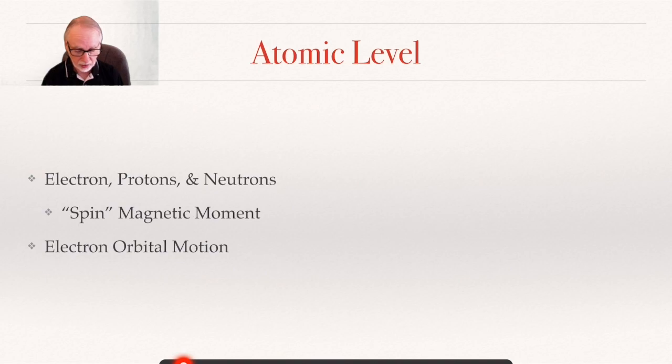There's also electron orbital motion, and we'll talk about how these are not orbits. We'll make that clear when we get to discussions of atomic structure. But there is a magnetic moment associated with electron orbital configurations as well. So that's something that we'll talk about as well. All of these together create the magnetic properties of the atom.